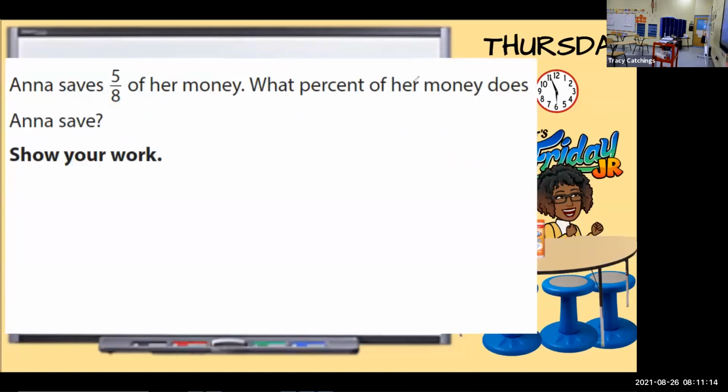All right, let's have a look at this one. It says Anna saves 5/8 of her money. What percent of her money does Anna save? And Jacob just helped us remember that all decimals can also be written as a percent. You're shifting 2 times. I'm trying to get 5/8 as a decimal, then to a percent. What needs to be divided by what?